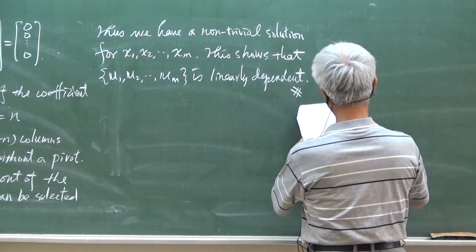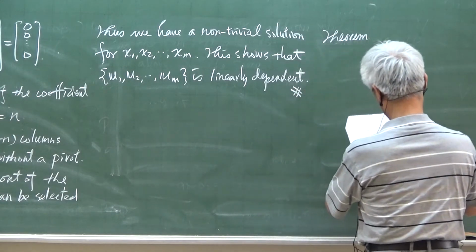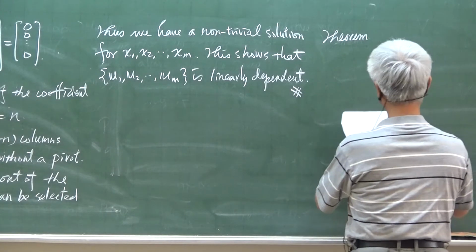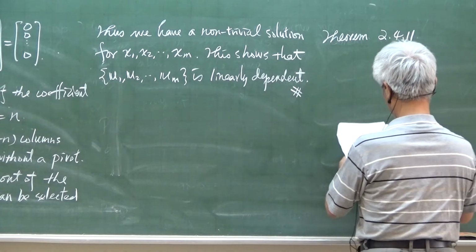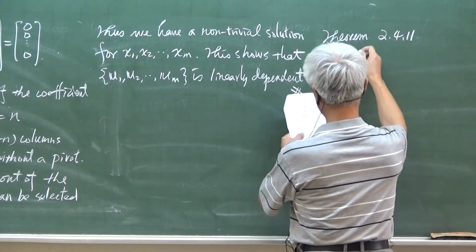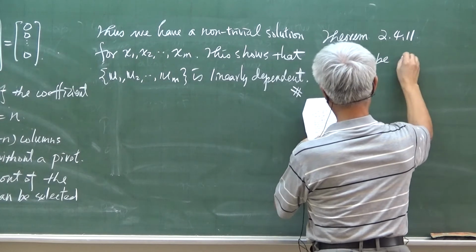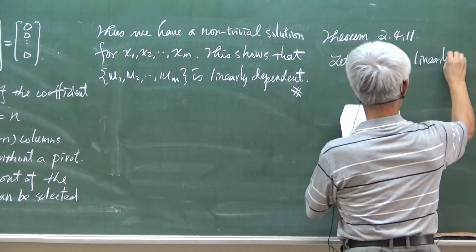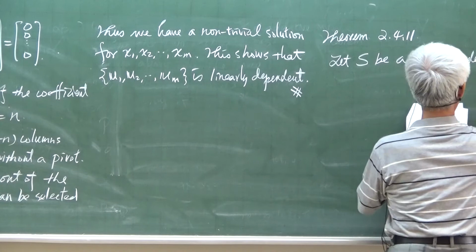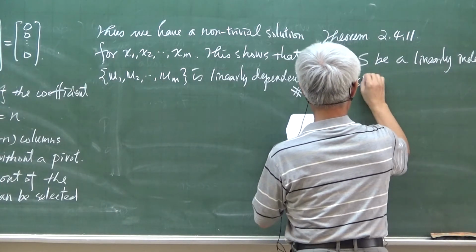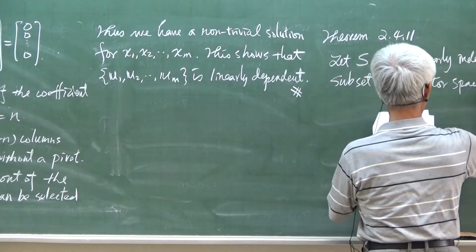All right. So the next theorem has a very good consequence. So let me state the theorem first. Let X be a linearly independent subset of a vector space V.